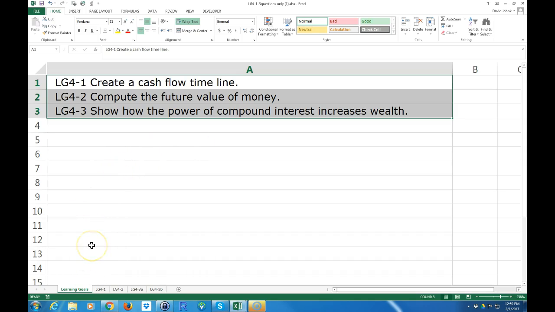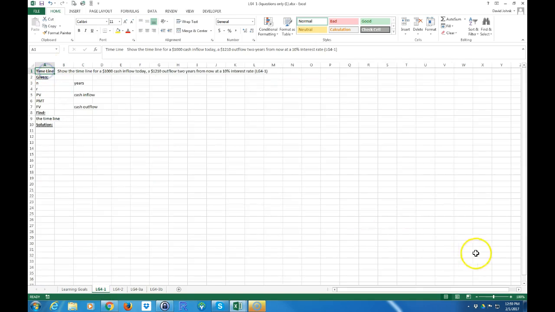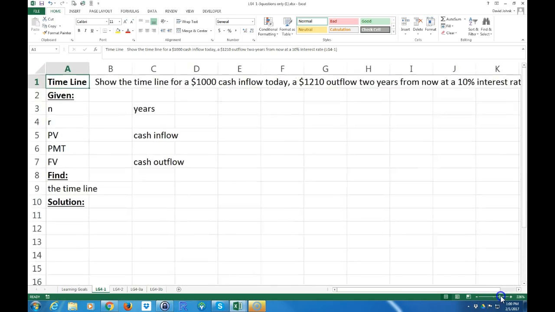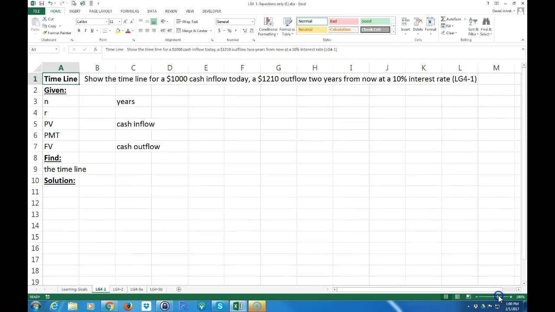So let's go ahead and do it by doing some examples in Excel. I have the first problem already written in here that we're going to work on. The first one reads, show the timeline for a $1,000 cash inflow today, a $1,210 cash outflow 2 years from now at a 10% interest rate.